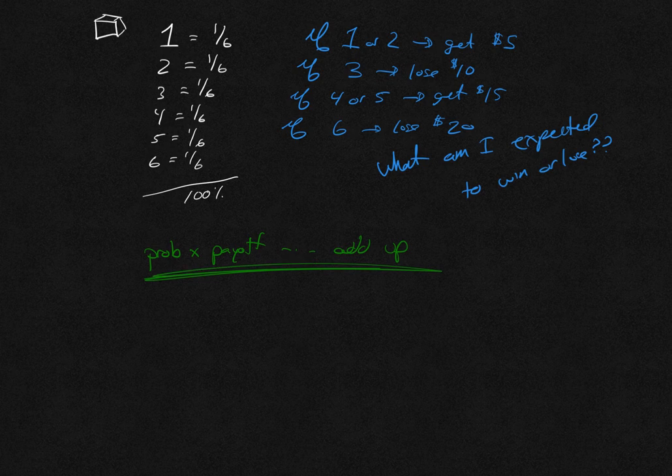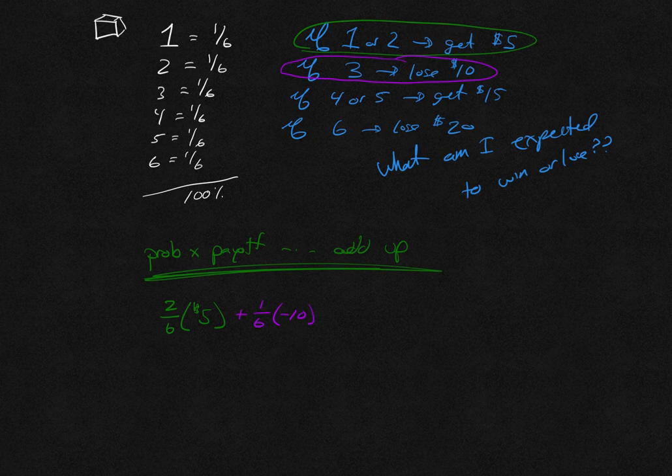So if it's a 1 or a 2, well, that's going to be 2 times out of 6 is my probability, times my payoff, which is $5. So that's this part right here. I'll do some different colors so that way we can really identify each one of these separately. So now if a 3 happens, I lose $10. Well, a 3 is only 1 time out of 6, and I lose, so that's a -10.